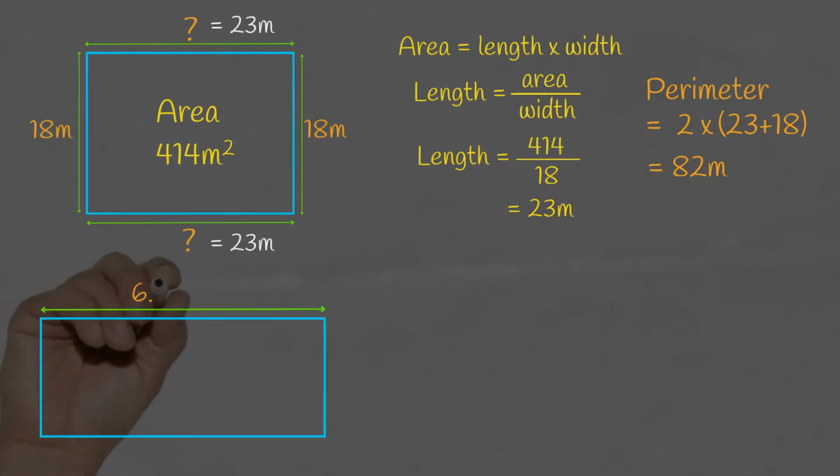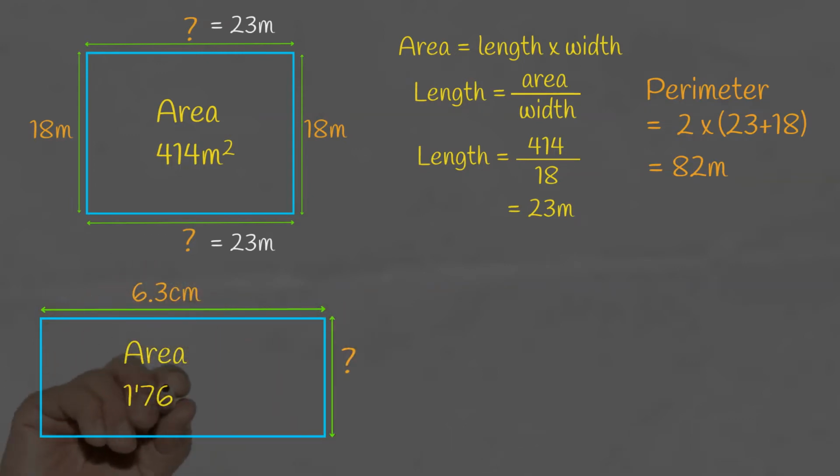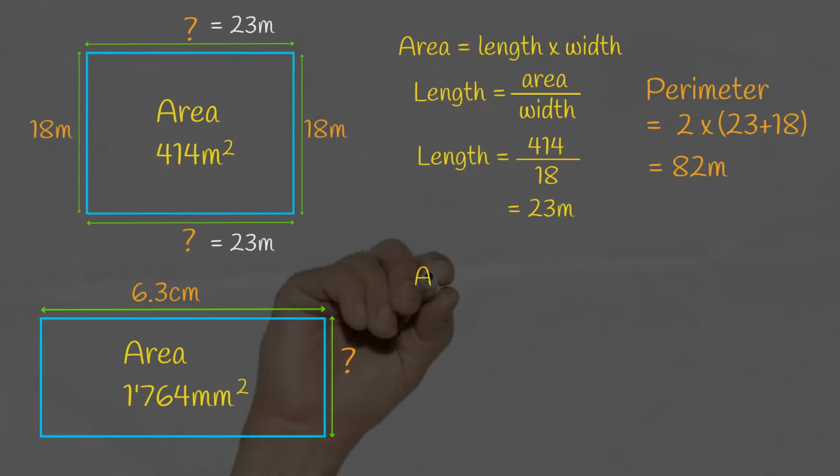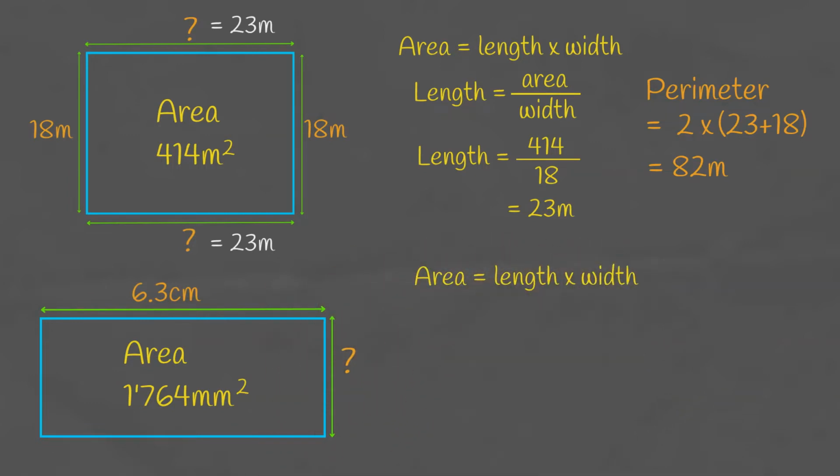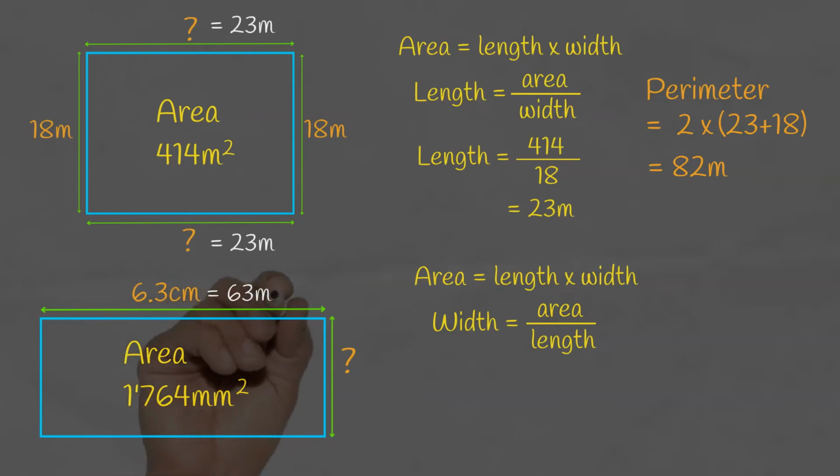And what about this next rectangle where we're given the length and the area, but we don't know the width? Well, again, because we know that area is length times width, if we rearrange the equation, we get width is equal to area divided by length. However, we can't put the numbers into the equation just yet because you may have noticed that the length is given in centimetres and the area is given in millimetres squared. And as we mentioned before, they have to be in the same units, so I've decided to change the length into millimetres, and there are 10 millimetres in a centimetre, so 6.3 centimetres is equal to 63 millimetres.